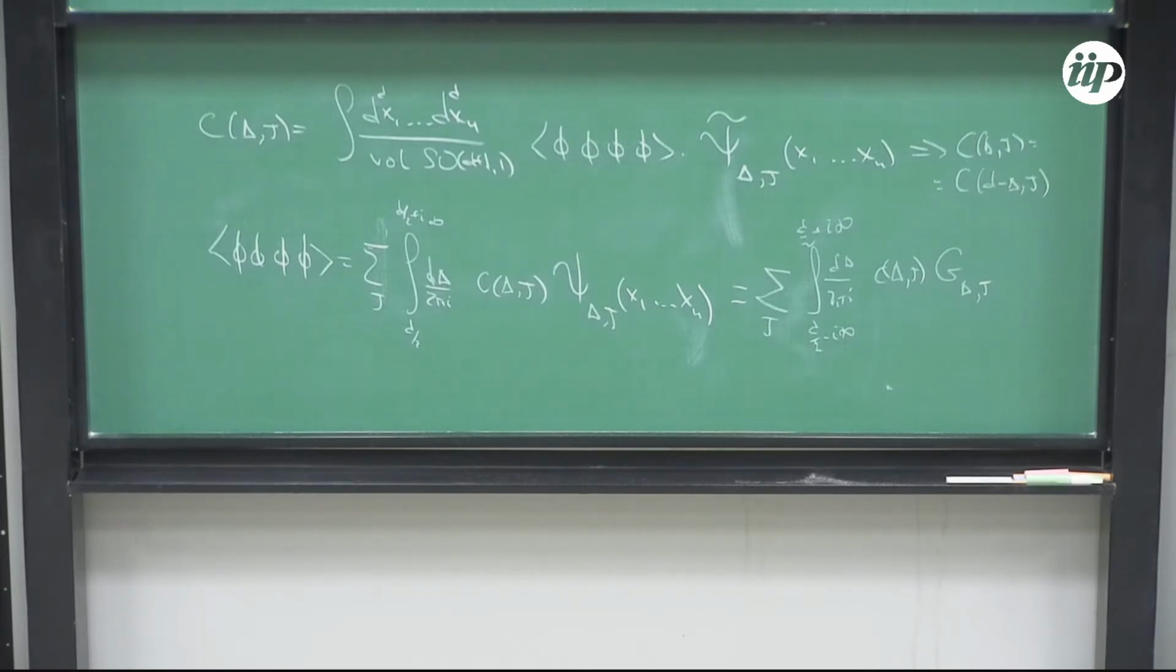and that these OPE coefficients f phi phi O_i j squared are just minus residues of this function c delta j at delta equal to delta i of j. Then you can deform this contour to the right, you pick up the contributions of these poles, and you reproduce the conformal block expansion.